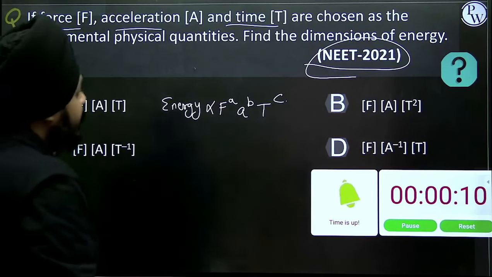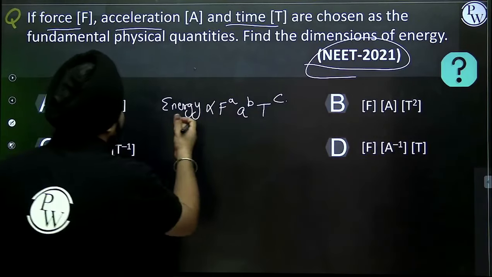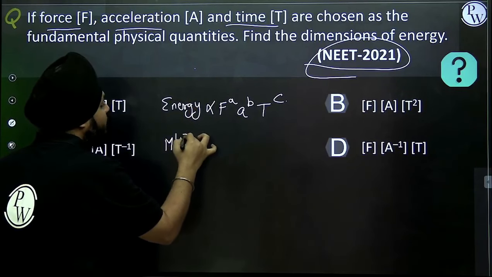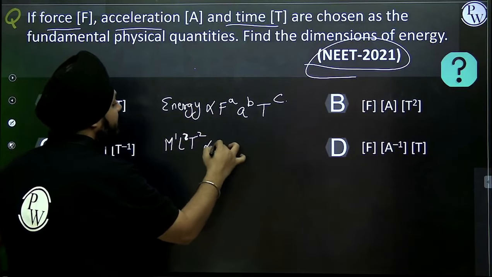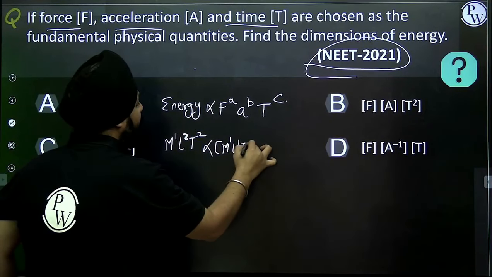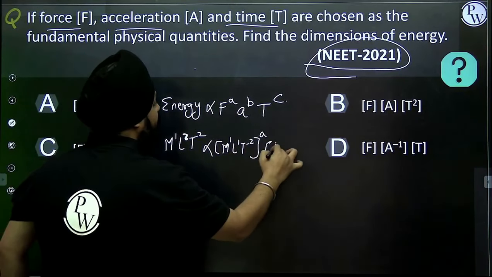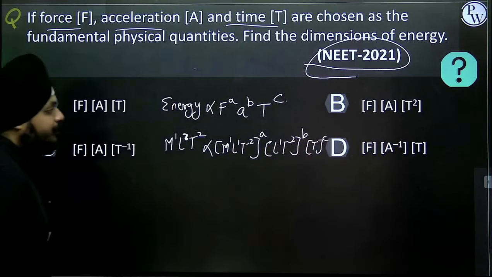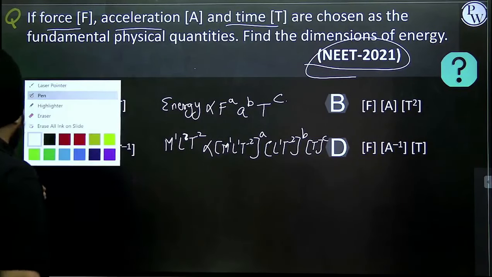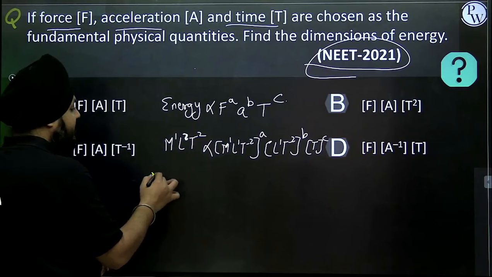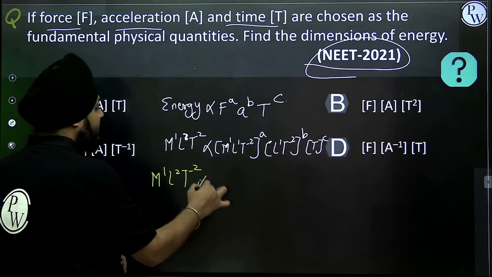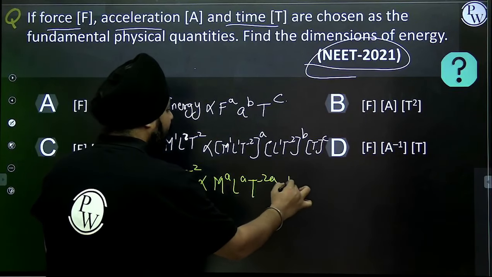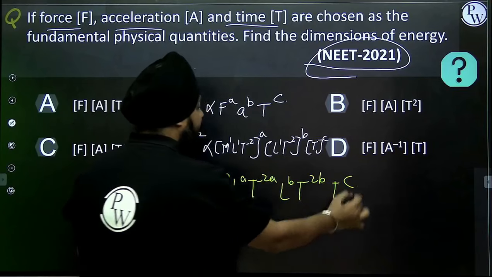The same question solving approach we are going to use here. What is the dimensional formula of energy? It is M1 L2 T minus 2. Force is M1 L1 T minus 2 to the power A, acceleration is L1 T minus 2 whole to the power B, time is T to the power C. Rewriting: M1 L2 T minus 2 is directly proportional to M to the power A, L to the power A, T to the power minus 2A, L to the power B, T to the power minus 2B, T to the power C.